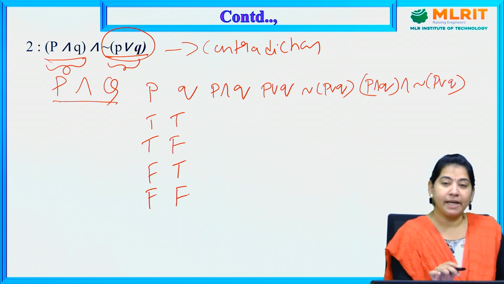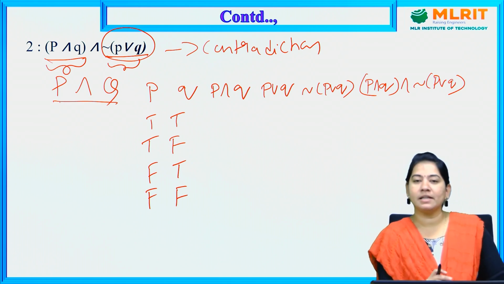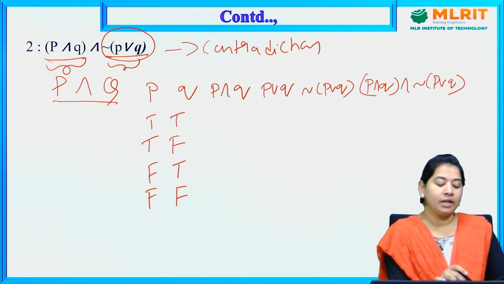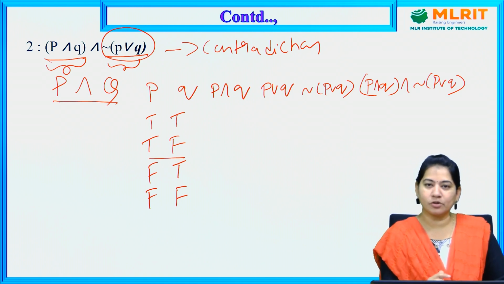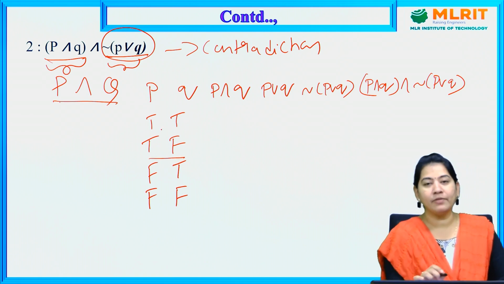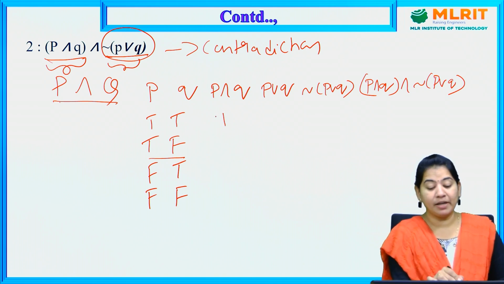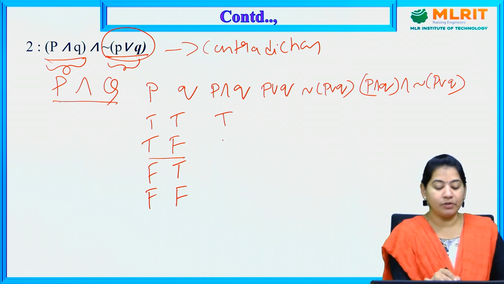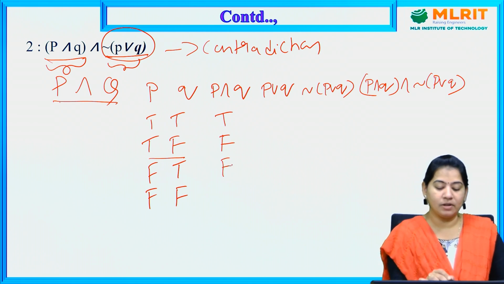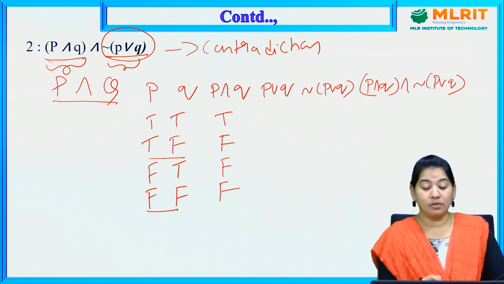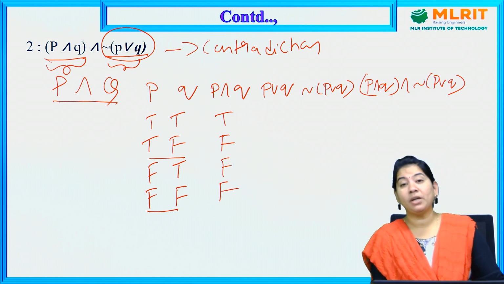So next P and Q. And is nothing but conjunction. Conjunction means even if one statement is false, the resultant truth value will be false, otherwise it is true. So as we have all true statements in the first row, we will get true, and we have a false statement in the second row, so we get false. The third row also has a false statement, so false, and in the fourth row both are false statements, so we get false. So now we need to consider P or Q.